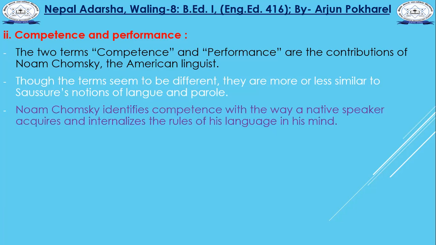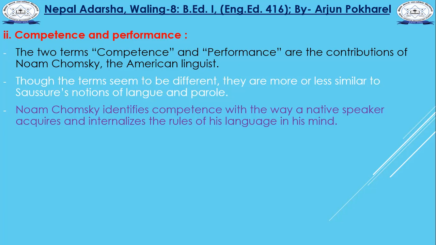And now Noam Chomsky identifies competence with the way a native speaker acquires and internalizes the rules of his language in his mind. The knowledge, the concept, is the same as langue. Just as we talked about langue being the mentalistic approach to language, in the same way Noam Chomsky identifies competence with the way a native speaker acquires and internalizes, thinks internally, the rules of his language in his mind. How we make the concept of language in our mind is known as what? Competence. That is the knowledge of language.